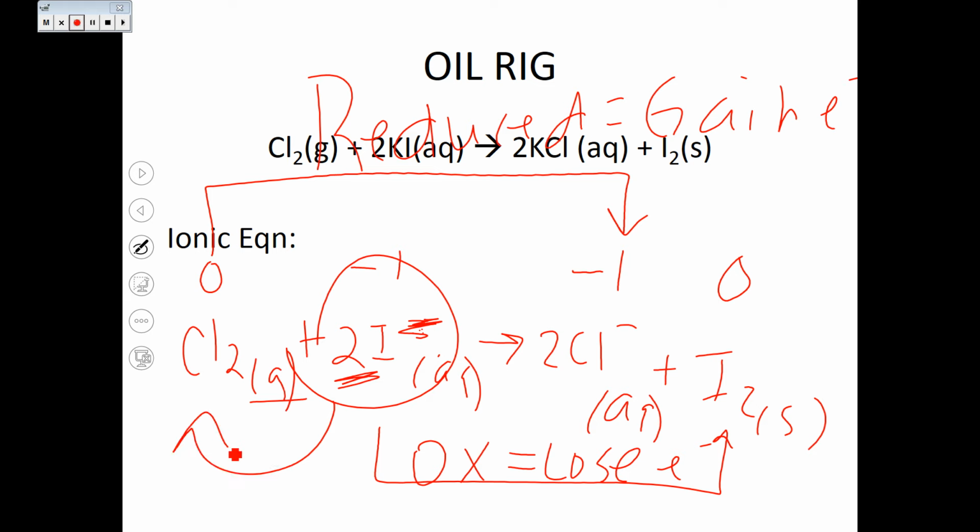So on a test, if it asked which element is being oxidized, the answer would be the I. Which element is being reduced? The answer would be the Cl2.